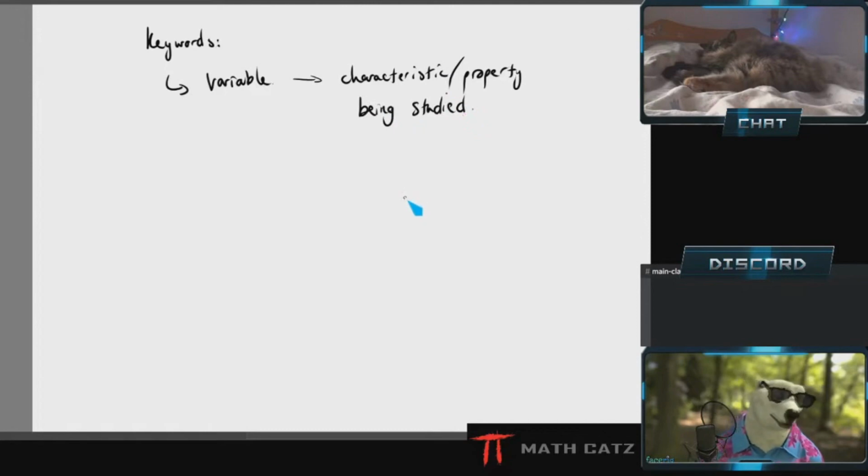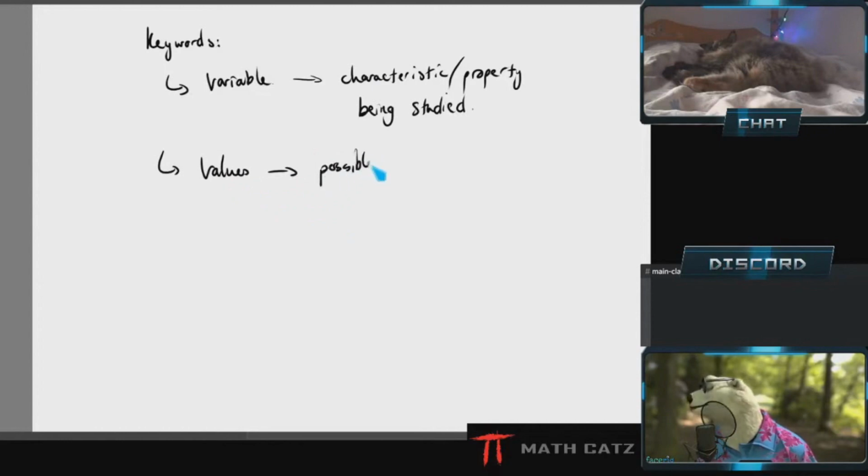That could be maybe people's weight. How does a certain exercise regime affect people's weight? So the variable is weight. And then this variable can have many different values. Possible, say loosely speaking, results that I can get when I measure a person's weight. Numbers, but it doesn't always have to be.